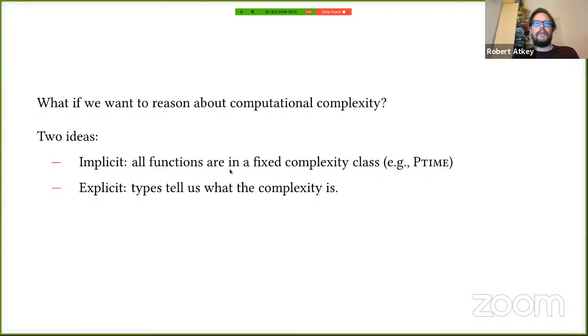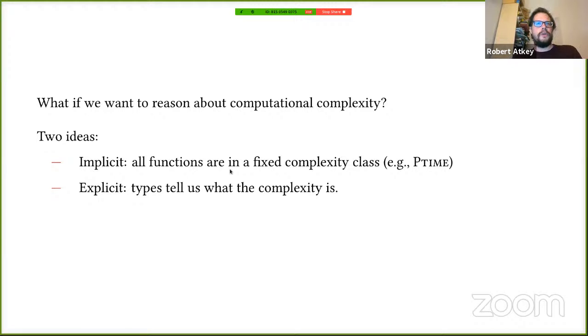One is the so-called implicit computational complexity. This is where we restrict the language in such a way that all functions are within some fixed complexity class. So for instance, we can only write polynomial time functions in our language. Another way of doing it is to be explicit. There we are explicit about the resources being used, and the types tell us what the complexity is. So we'll see an example of this later on.